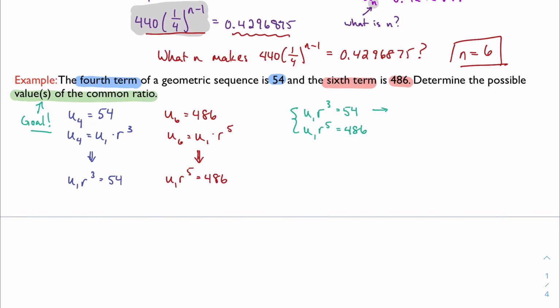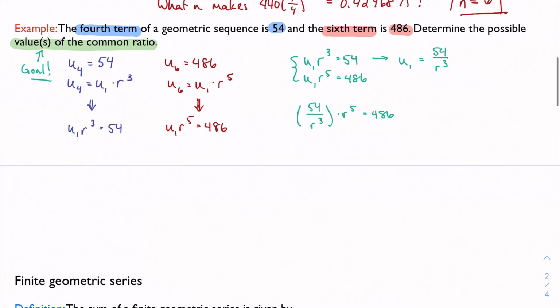We can't really solve these by elimination. In this case, substitution actually is the better way to go. So I want to get rid of U1. U1 is just going to be 54 over R cubed. And I'm going to go ahead and plug that in here. So 54 over R cubed times R to the fifth is 486. And I can simplify this again. I can say 54 R squared, right, using my laws of exponents, equal to 486.